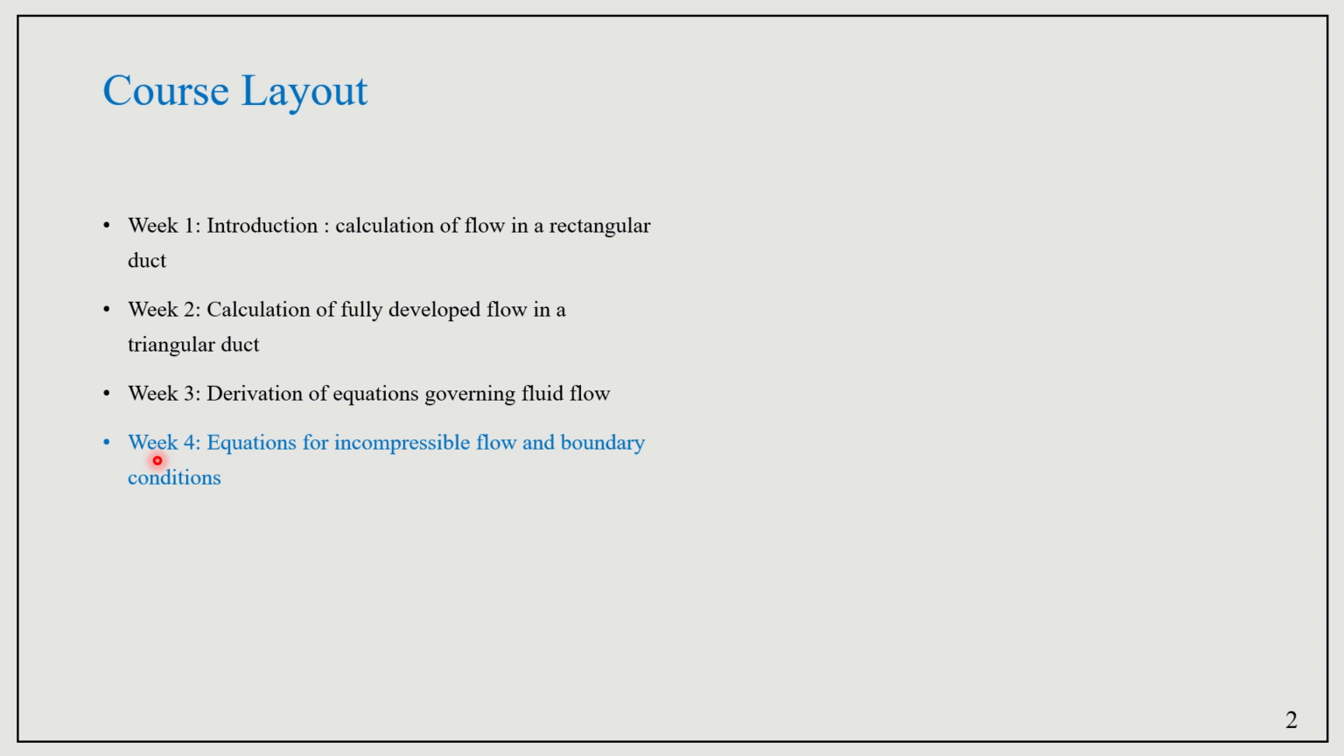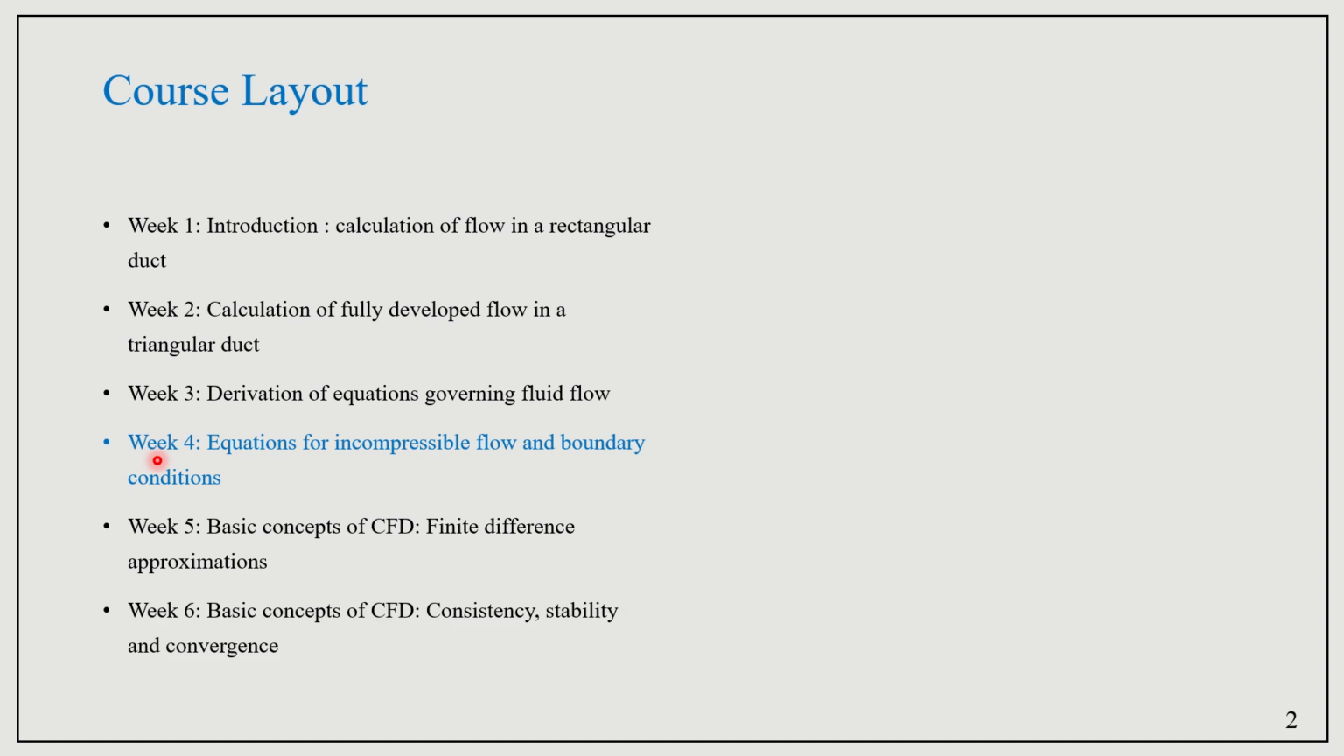Similar problems associated with similar concepts we will be seeing in week 4, and week 5 is about basic concepts of CFD like finite difference approximations, and week 6 is again, as I told, about consistency, stability, convergence. Those things we must keep in mind to get proper solutions. Otherwise, in CFD, if we are not very careful about these things, we will get solutions but they won't follow the physics behind the system. We will be getting some results, but they would be entirely wrong.